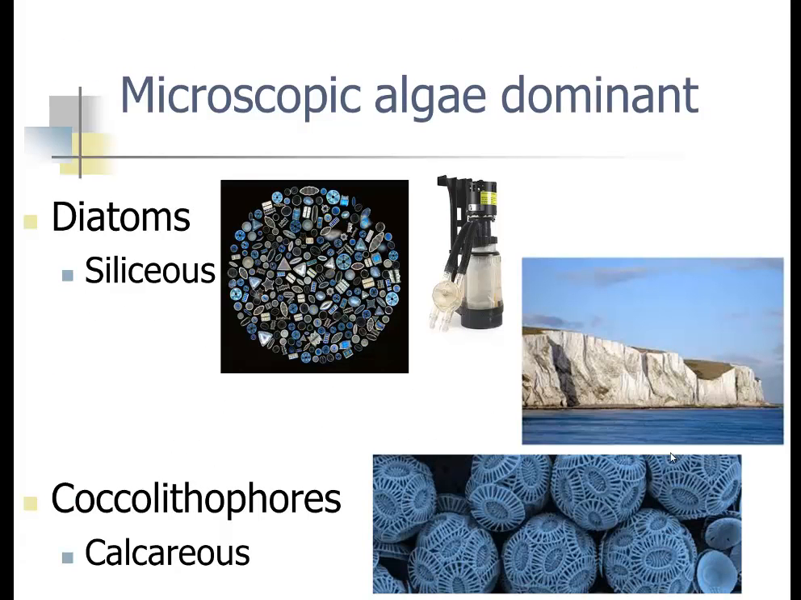Microscopic, okay, here we go, microscopic algae. We have two different varieties. Remember we talked about sediments, we talked about ooze. Diatoms are the siliceous ooze, and coccolithophores are the calcareous oozes. Anytime the sediment is more than 30% this material, it is called an ooze.